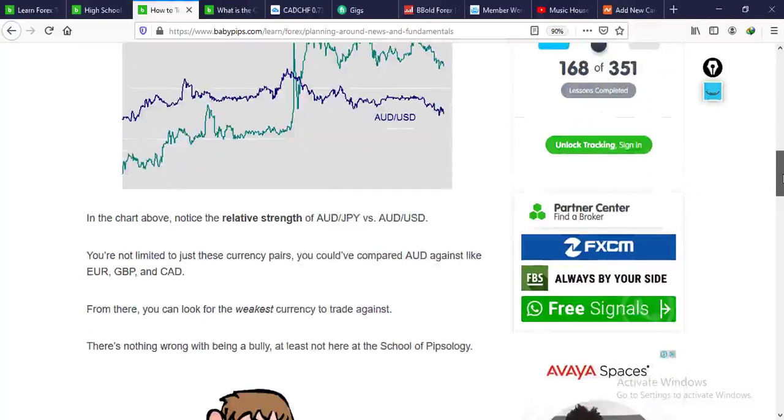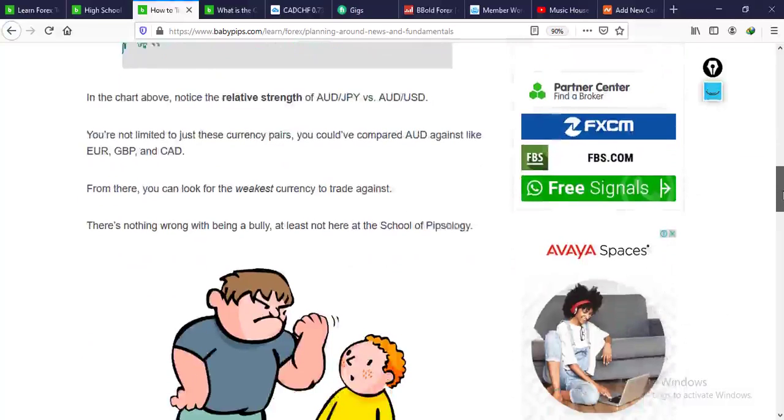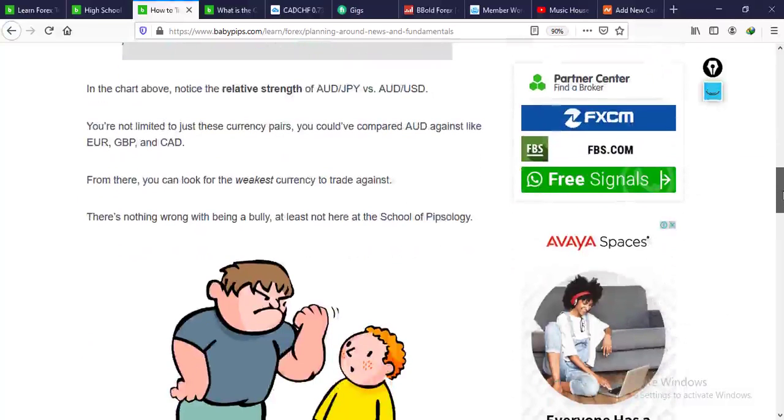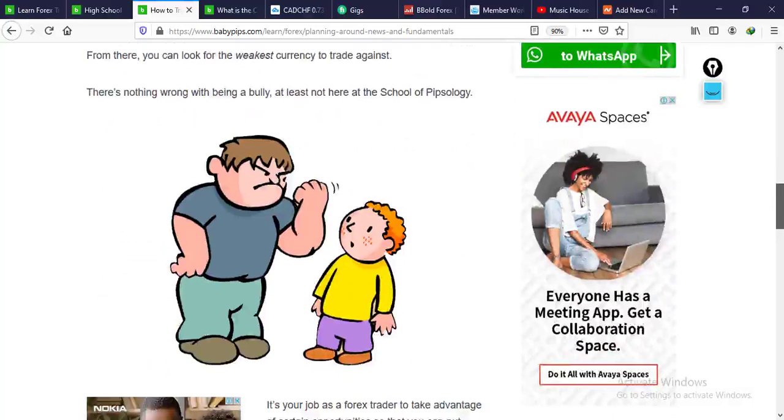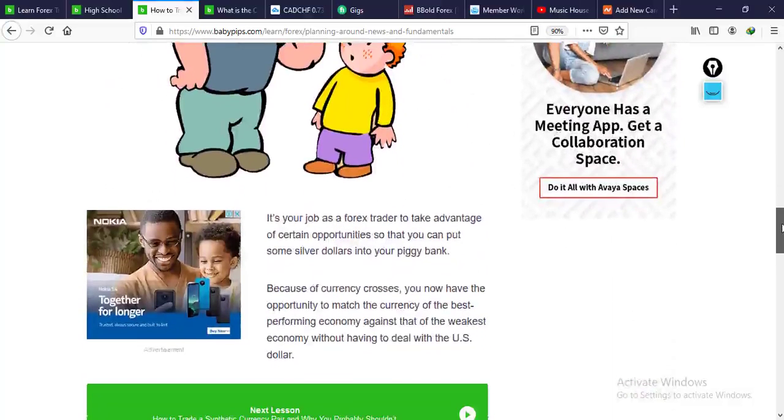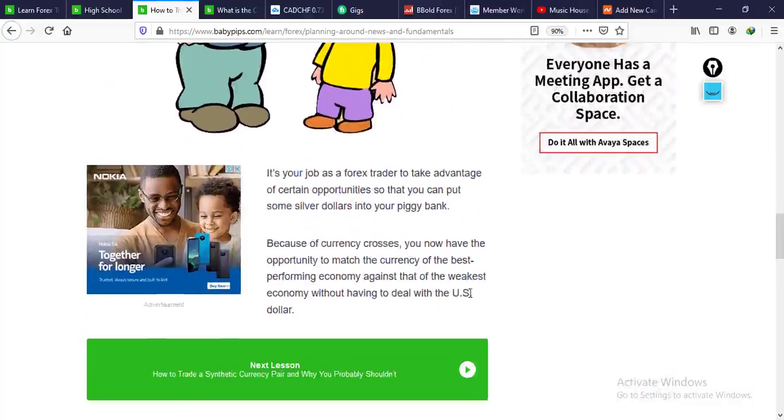Find a currency that is very, very strong and then match it against a currency that is very, very weak. So if AUD is strong, you can match it against the euro, the pound, or the Canadian dollar. Just look for something else that is weak and then go long. Yeah, it is called bullying the pair. It is very important to be a bully while trading forex, okay? So that's all for this section.